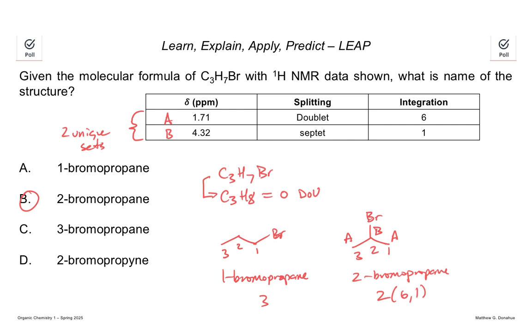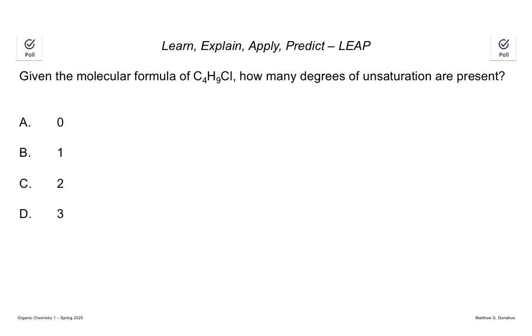Questions? So C4H9Cl, how many degrees of unsaturation are present? So 0. This becomes C4H10. So when N equals 4, this is the alkane formula. So 0 degrees of unsaturation.